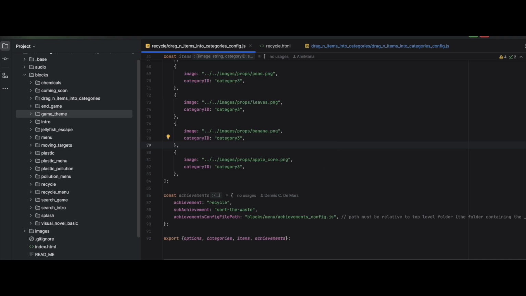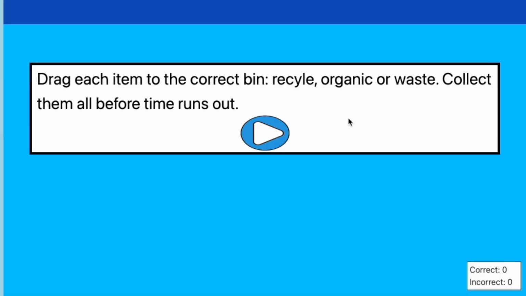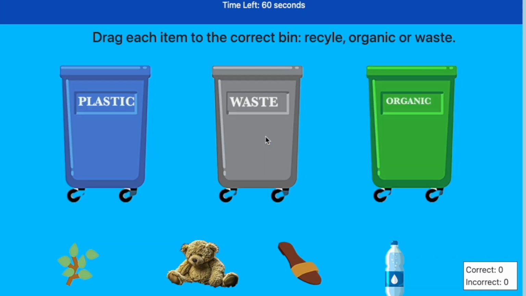So let's just go back and take one final look. You can see here, this is what the achievements did. Now that I had played this successfully, it shows this little medal here that I had done it. And there's our instructions: drag each item to the correct bin, which I had changed in the config file.